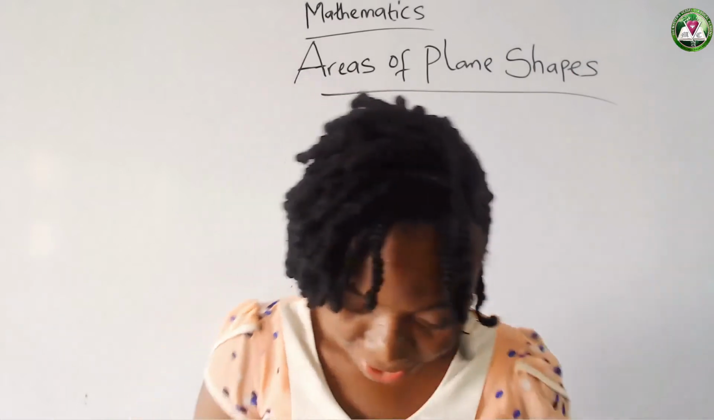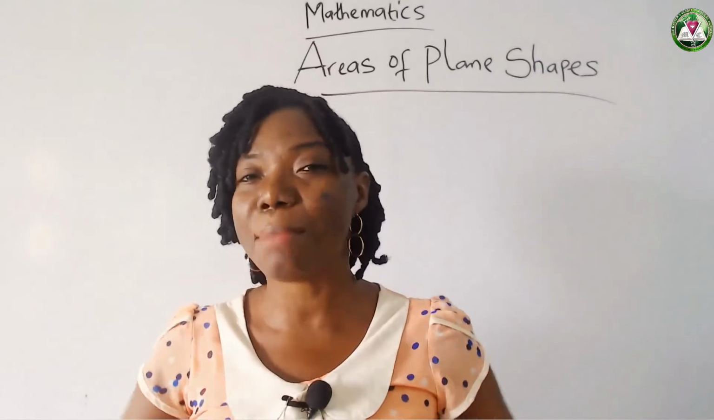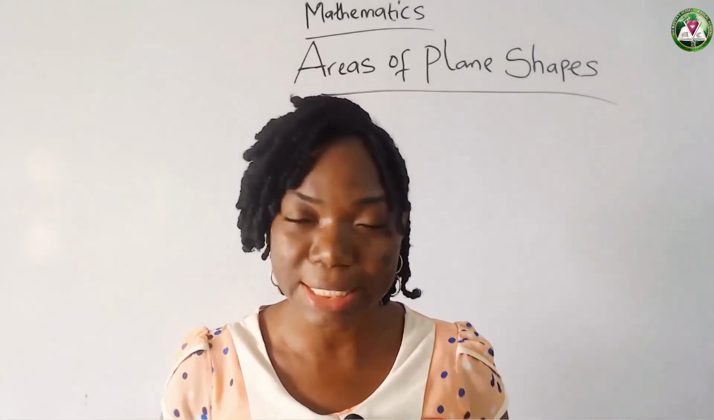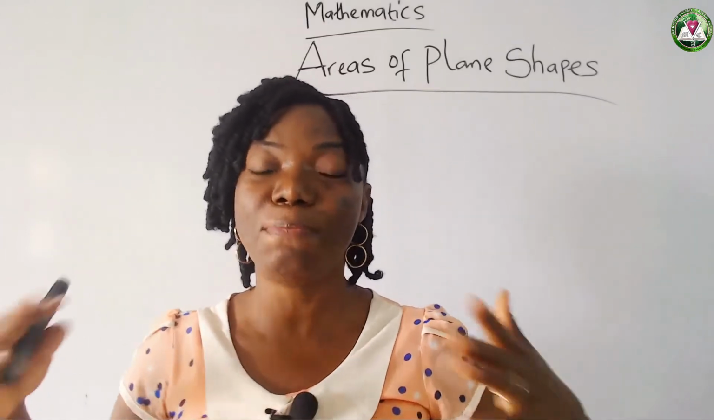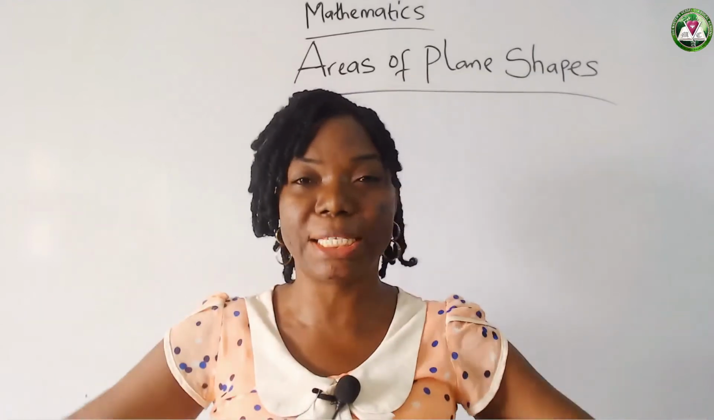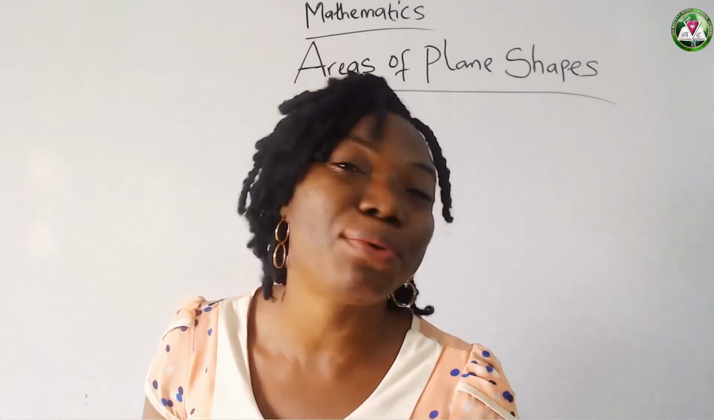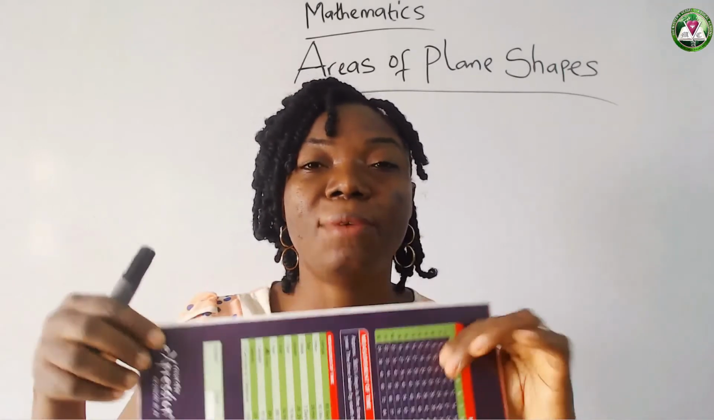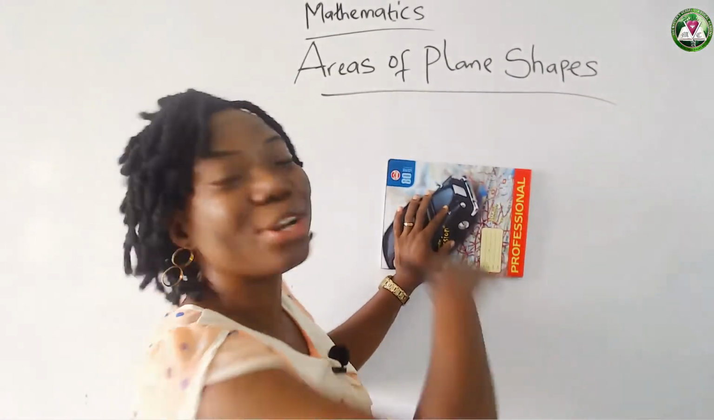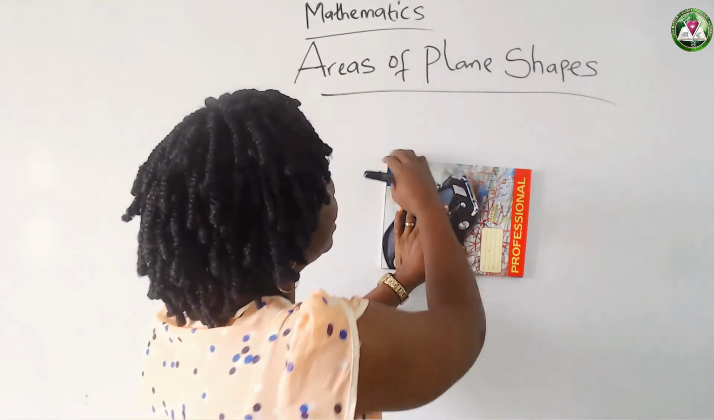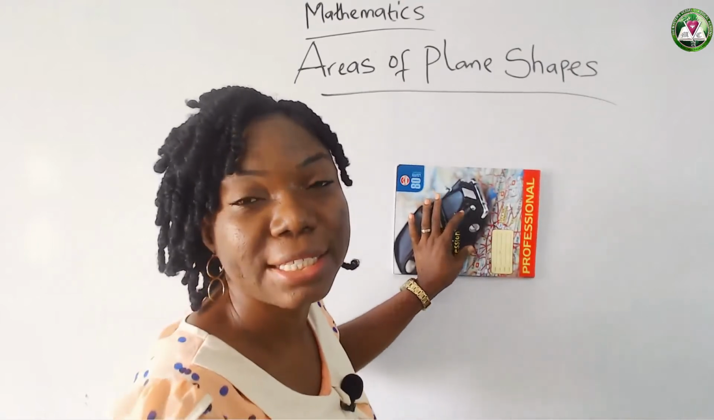Let's define area. The area of a given plane shape or figure is the amount of space that figure covers. What did I say? The area of a given plane shape is the amount of space the shape or figure covers. Is that clear? For example, take a look at this book. When you say the area, if I place it on this board, you can see that it did not cover the whole board. It has just taken what? Somewhat space. Is that correct?